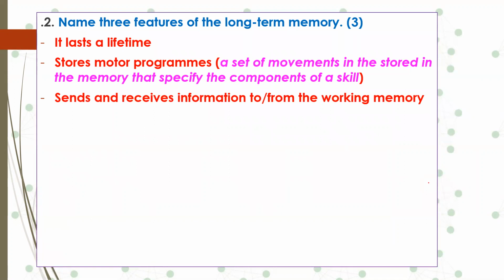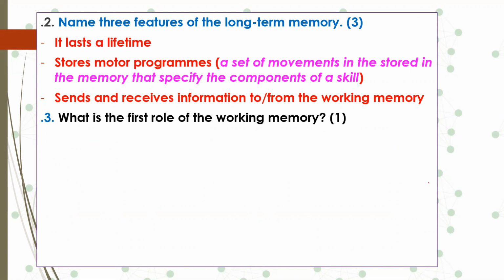So a third and final one is that it sends and receives information to and from the working memory. If you remember, these traces get sent up to the long-term memory. There's then a kind of comparison process that takes place, and then the long-term memory will send information back to the working memory so it can deal with the current situation. But those are the 3 features you need to be aware of for the long-term memory. Lasts a lifetime, stores motor programs, and it sends and receives information to and from the working memory.